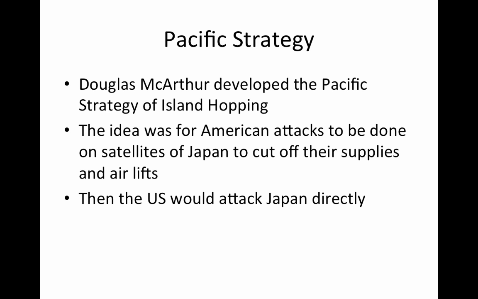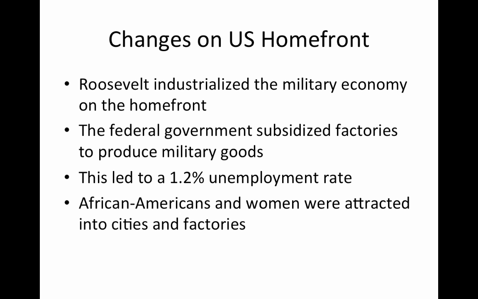This was the idea that America would attack the satellites of Japan first, not Japan itself. Over time, as Japan got cut off and isolated and lost most of its satellite areas, eventually Japan would be so weak that the US could attack Japan directly.